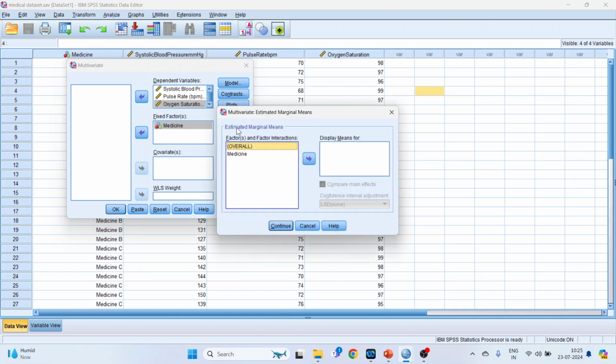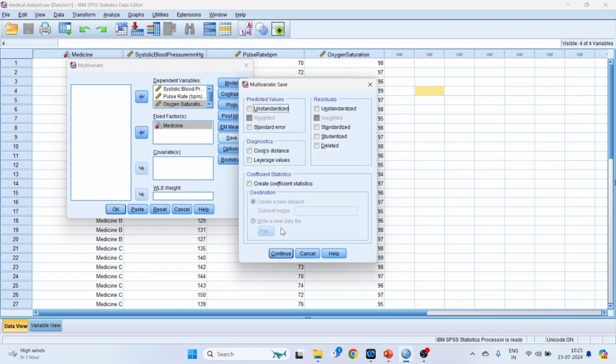Estimated marginal means: transfer medicine here, compare the main effects. Now we have two options here, either LSD (none) or Bonferroni. What is LSD? LSD is the least significant difference. It is used when you want to find a significant difference in the pairs. But when you are sure that there is a possibility of type 1 error, then you go for Bonferroni. So at present, I will activate Bonferroni, continue.